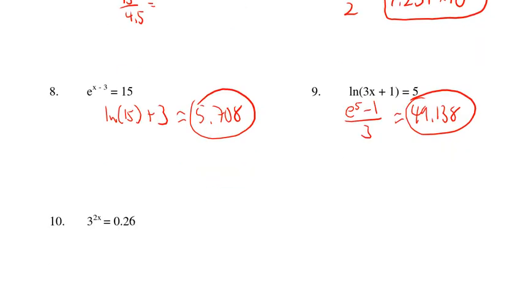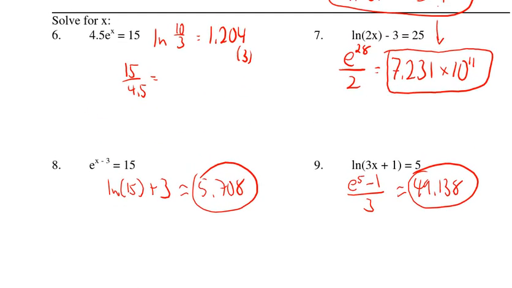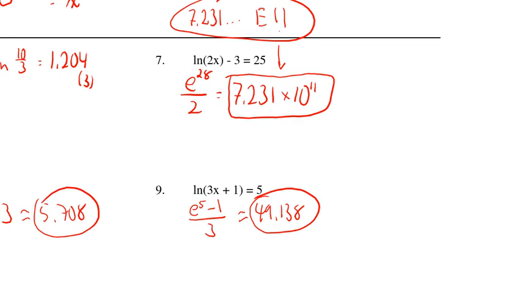Could we go over 7? Sure, yep. All right, so the first thing we want to do in number 7, we want to get the natural log of something by itself. So this 3 has to go. So I've got natural log of 2x equals 28. And now once you've done that, natural log of something's by itself. Now you're ready to rewrite e to the 28 equals 2x. The log equals 28, so the 28 is the exponent. And now all I have to do is just divide both sides by 2.